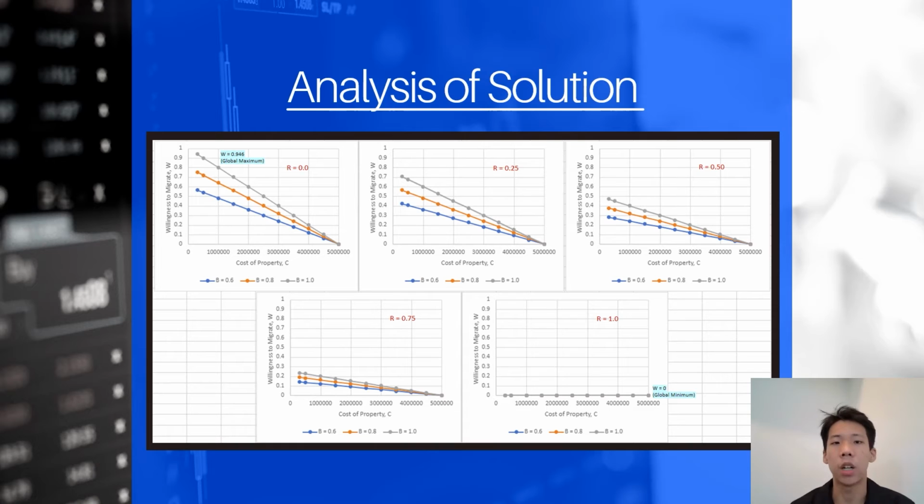An increase in cost of property leads to decreased willingness, therefore a downward trend in each section. An increased risk perception leads to decreased willingness. Therefore, as R value increases, the range of values of W decreases. When risk equals 1, willingness drops to 0, regardless of the cost of property and the benefit values.